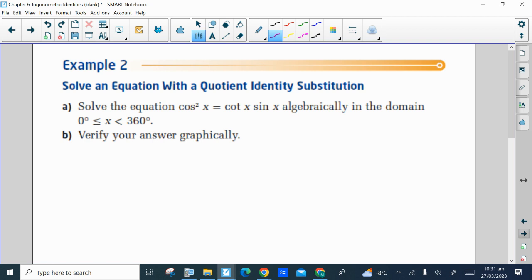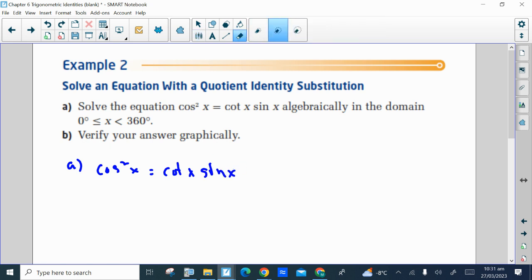In this case here, we're going to solve this one now, but we're going to be in degrees instead of radians. So that means changing the mode in the calculator. So we do have a cos squared x there. But on the right side, we have cotan x, sine x. So let's see if we can simplify this.